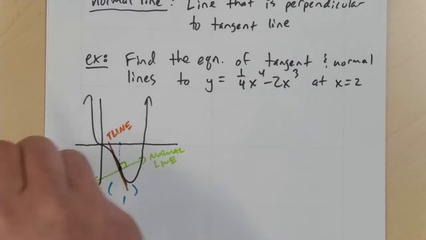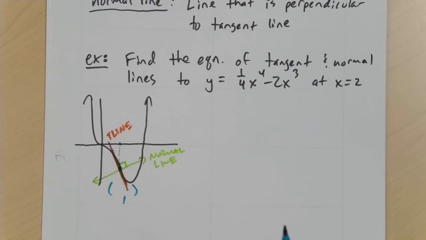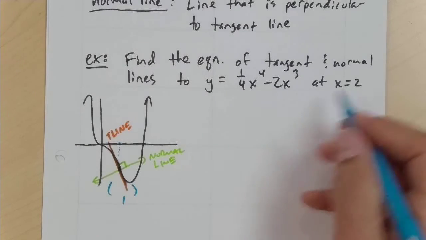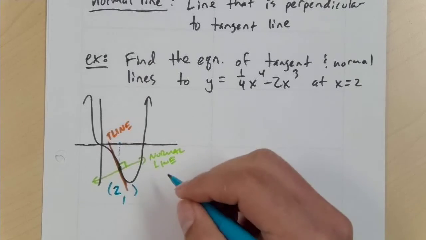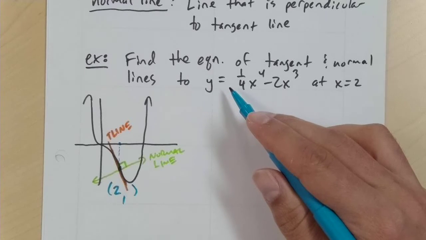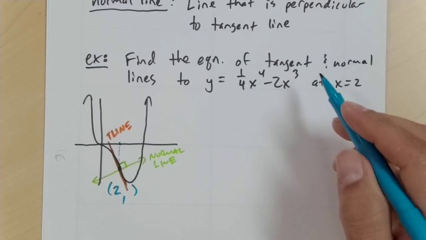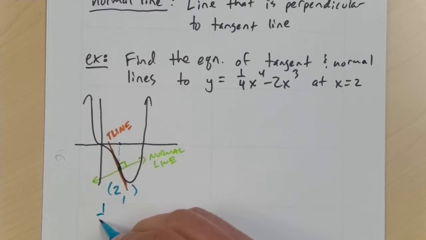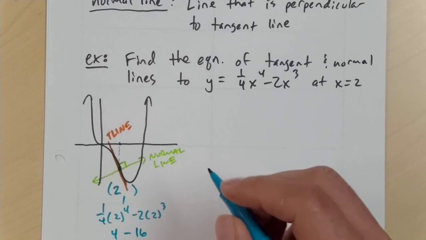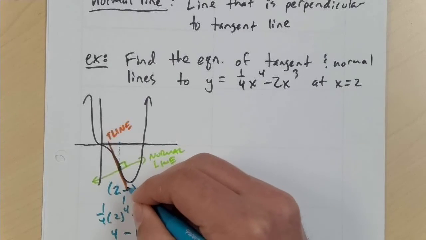All right, and we know how to find the equation of the tangent line. We just need two things, right? We need to figure out what point we're going to use, and we already know that x is equal to 2. You can plug in x equals 2 into the y equation. If you do that, what do you get? You get 1/4 times 2 to the 4 minus 2 times 2 cubed. That's 16 times a quarter, which is 4, minus 2 times 8. So that's negative 16. 4 minus 16 is negative 12.